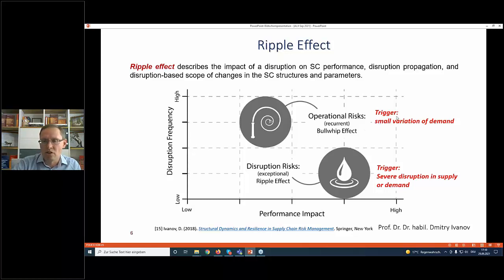The bullwhip effect is usually triggered by some small variation of demand, which amplifies as we move across different stages of the supply chain. The ripple effect considers a different situation. It looks at exceptional or disruption risks, which are characterized by high performance impact and low frequency. And the ripple effect is usually triggered by severe disruption in supply or in demand.